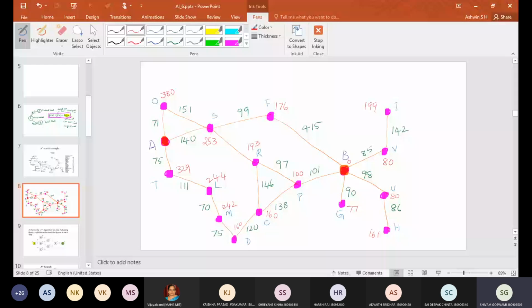Ma'am, what is the weight of edge SR? S. Okay, I'll give you one second.